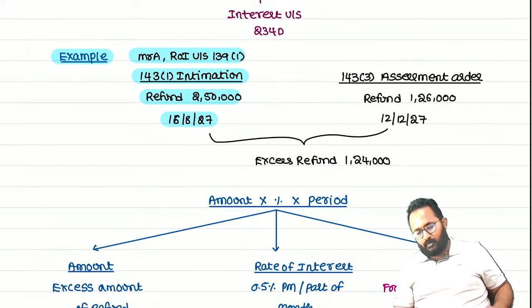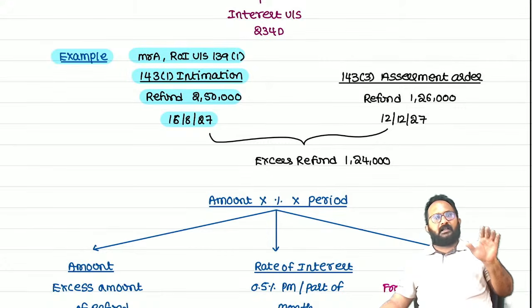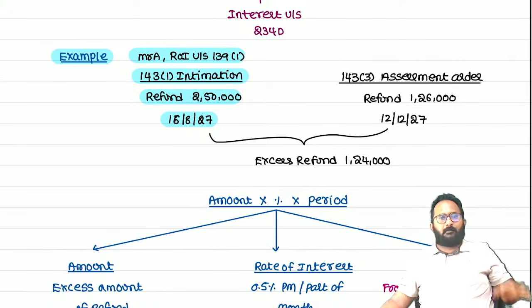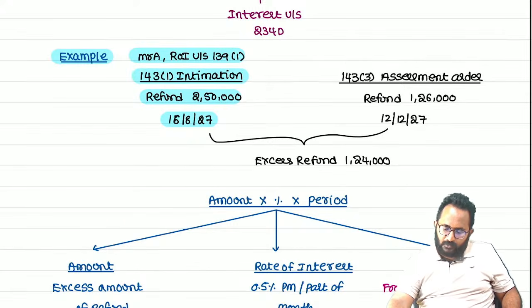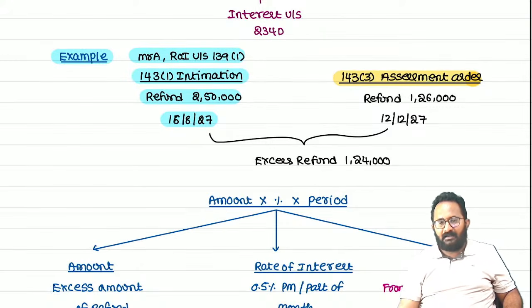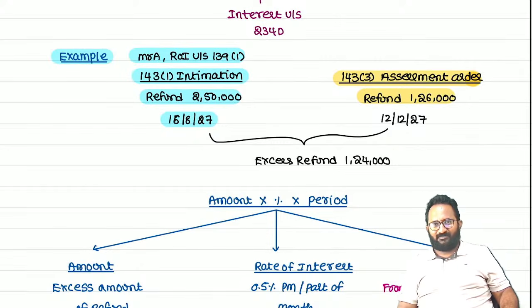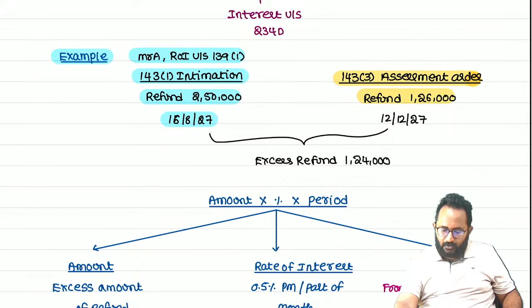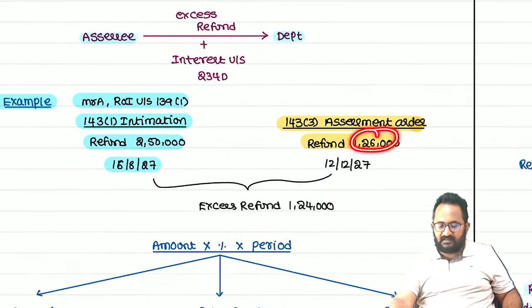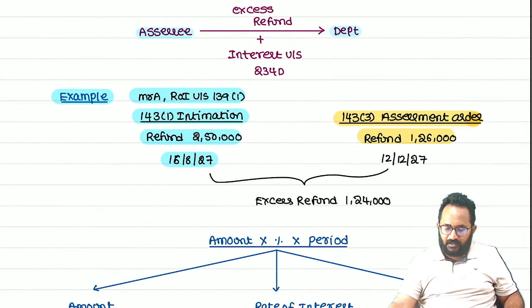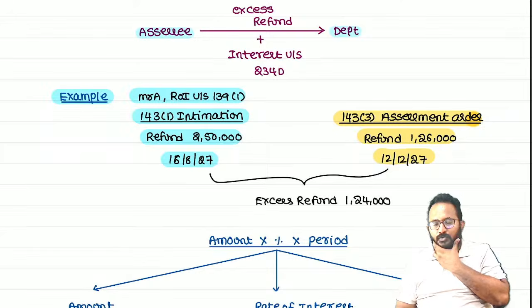How much? 2,50,000. So he is very happy. First, preliminary processing was done, and on that preliminary processing itself he got a refund. But after a few days, scrutiny assessment was done. They decided your refund is how much? 1,26,000 only. Earlier you got a 2,50,000 refund, but after assessment, the assessing officer decided your refund is only 1,26,000, on the date 12/12/2027.